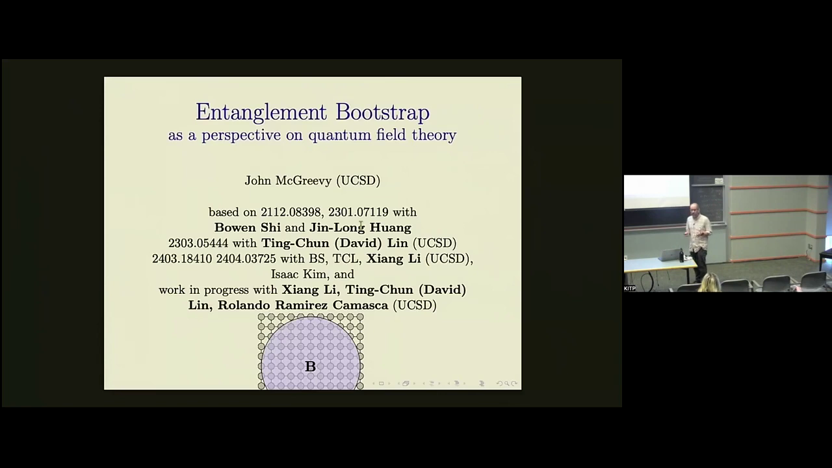I guess I should make a disclaimer that it's not yet at the stage of being able to do precision calculations of hadron masses in QCD. Sorry, but you know, who knows what will happen.